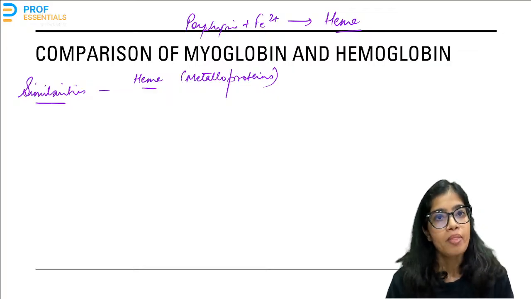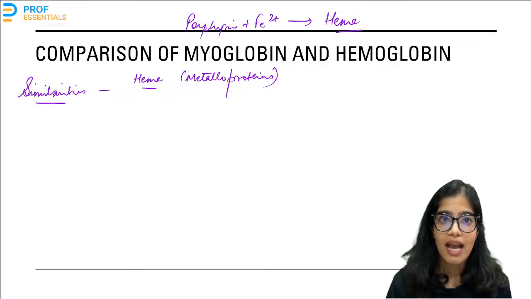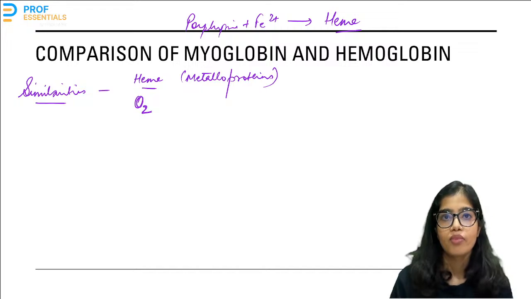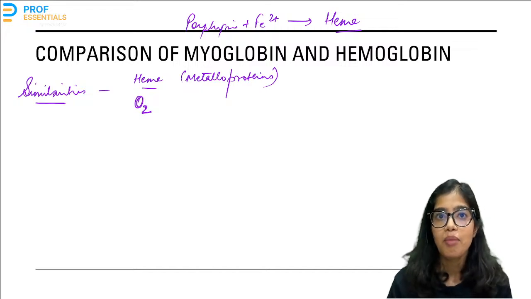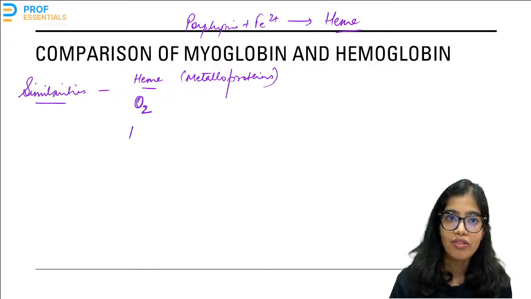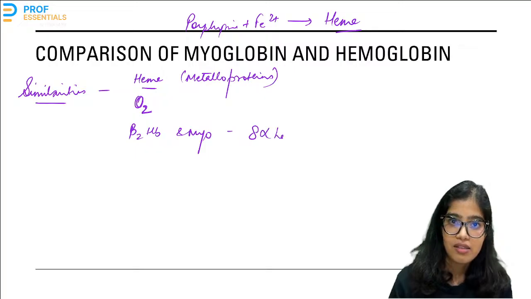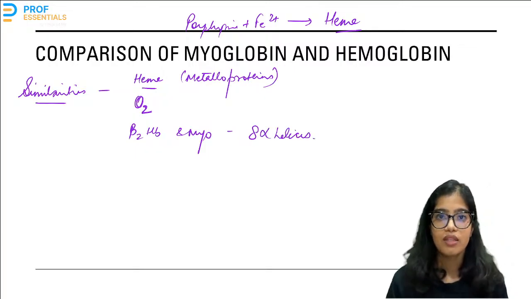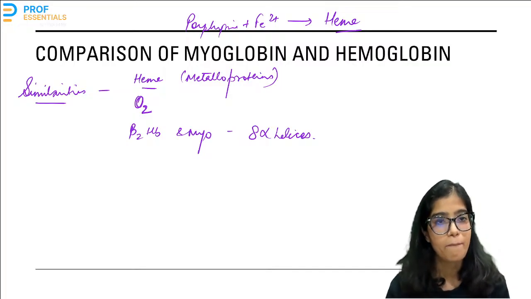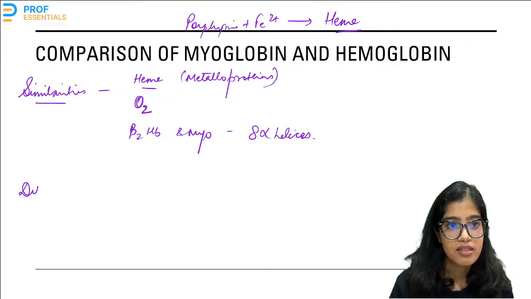Both attach to oxygen. The beta chain of hemoglobin and myoglobin both have 8 alpha helices. Right? Both have 8 alpha helices. This is important. Now, the points of differences.